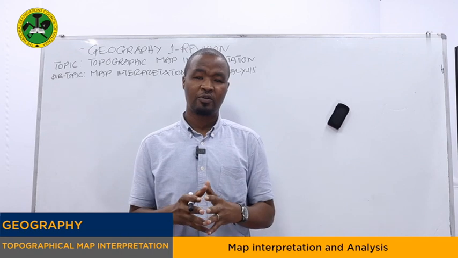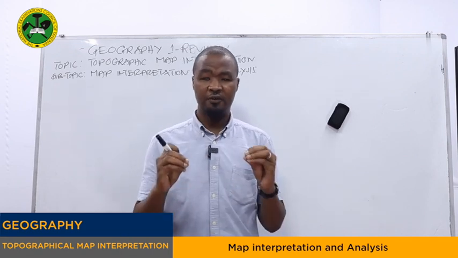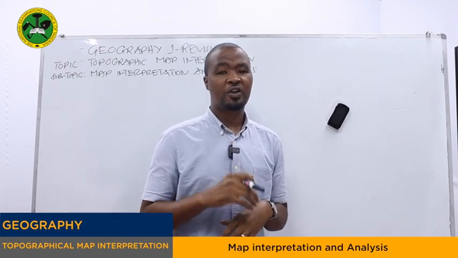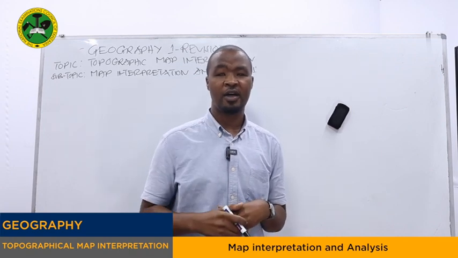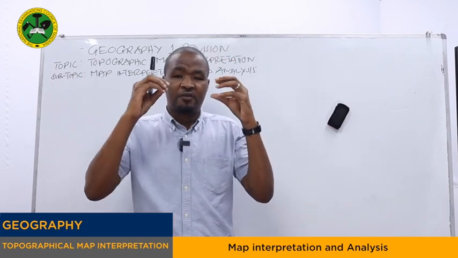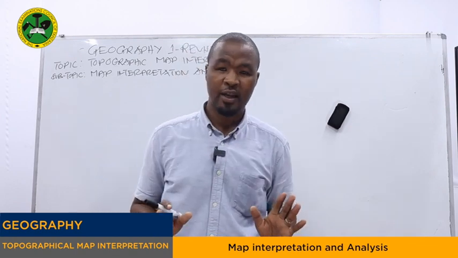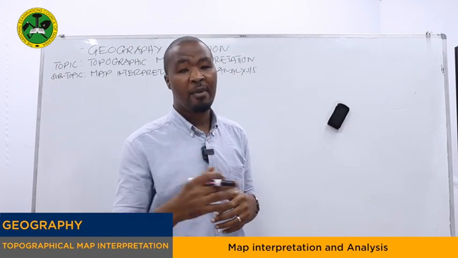So what I'm trying to say is, if you are looking at the relationship found between different features found in the map area, we call it map analysis. If you are trying to explain either the roles, the characteristics, or the significance of the features found in the map area, you are doing map interpretation. If you are just identifying the features found in the map area and you do not do anything else, you are doing what we call map reading.